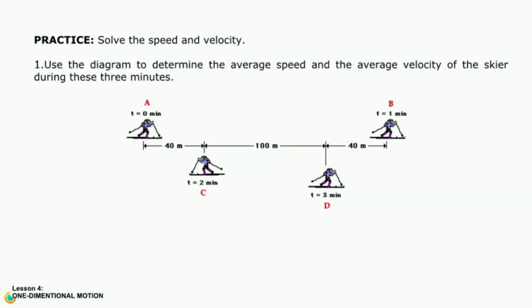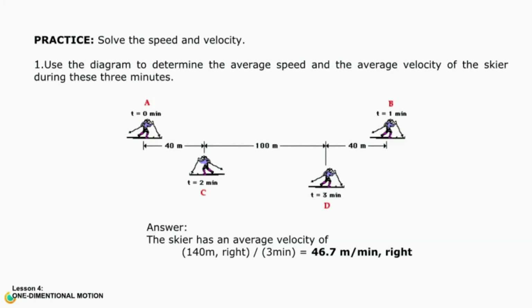To compute for the average velocity, we will take the displacement of the skier. His displacement will be the distance from his first position to the last. In this case, from point A to point D. Adding 40 meters and 100 meters, we get his displacement as 140 meters. So, the skier has an average velocity of 140 meters to the right divided by 3 minutes, which is equal to 46.7 meters per minute to the right.